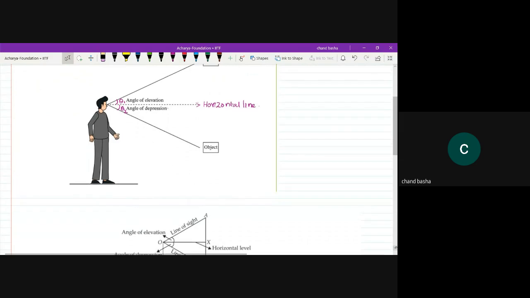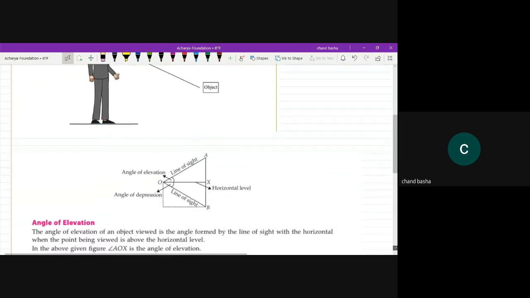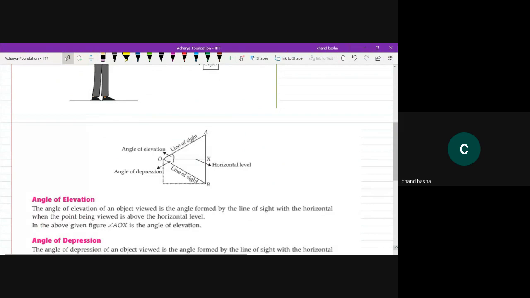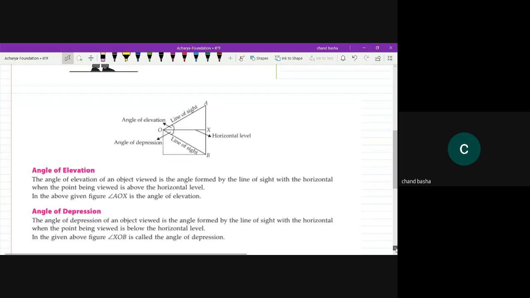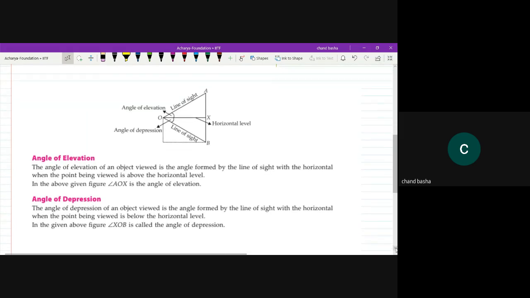trigonometry. The same thing I have discussed here. The angle of elevation, O is an object, a person who is standing. An angle of elevation, an angle of depression. Even definitions are also given to you guys. A is an object and B is also an object. If you are observing from the point O to the point A, the angle of elevation is made. If you are observing from the point O to the point B, the angle of depression is made. And what is OX? OX is the horizontal level.